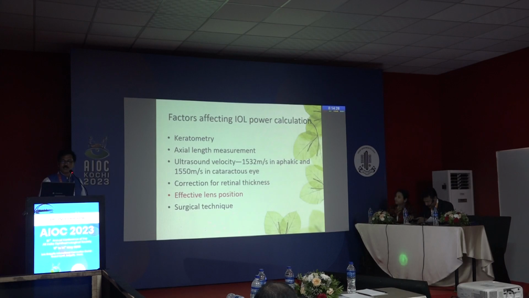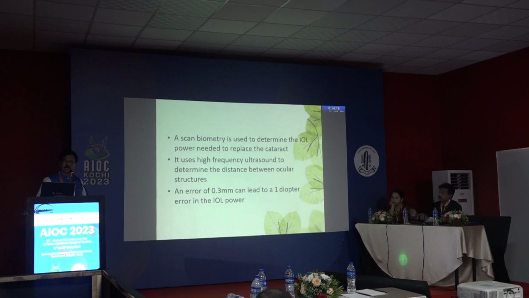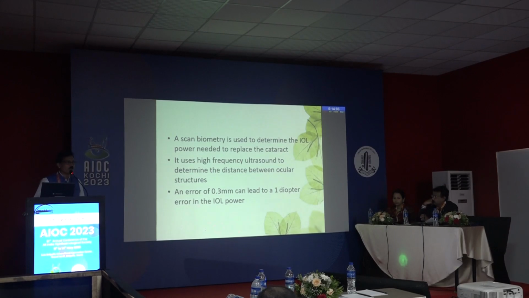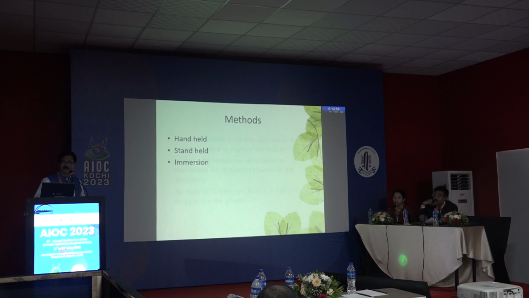So the factors which affect IOL power calculation are keratometry and axial length measurement, which are the most important. Then the velocity that you will choose on ultrasound, effective lens position, which is very highly important, and of course your surgical technique. Coming to the biometry part, A-scan biometry uses high frequency ultrasound to estimate the distance between the ocular structures. Accuracy is important, because even a 0.3 millimeter defect in the axial length can lead to a one diopter error in IOL power.